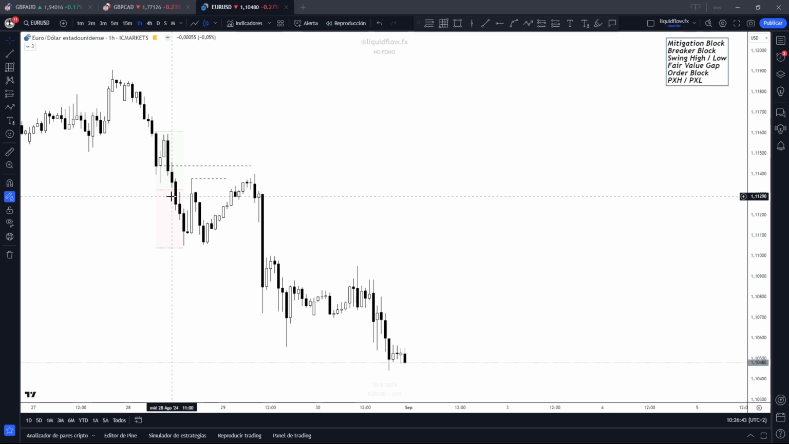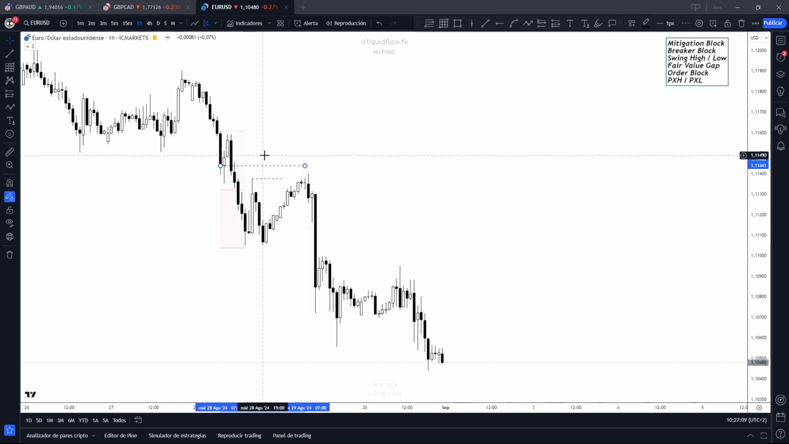And then we could also say, okay, why do you put it here or here? Well, that has an explanation, but today we are not going to talk about that. Okay, so here, this is your mitigation block, and then we have what? Expansion and a fair value gap here. So what are we expecting? We are expecting some sort of reaction in that fair value gap as we have here, right?